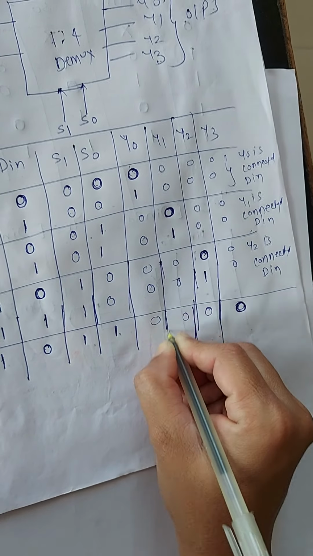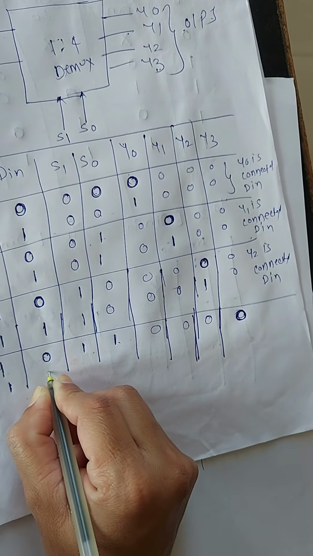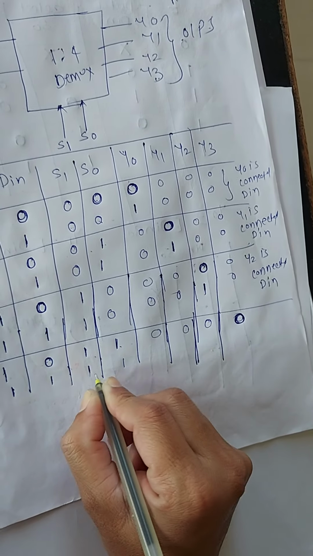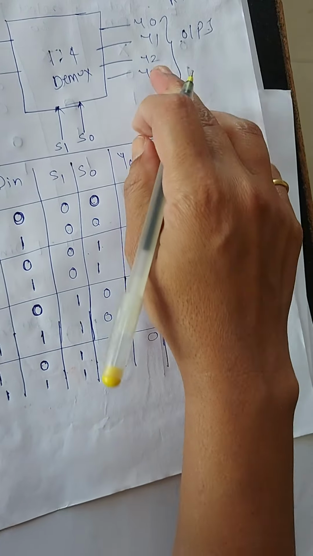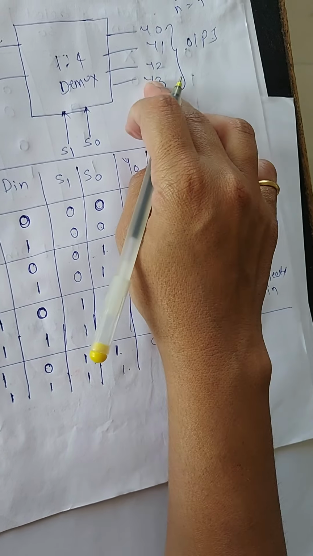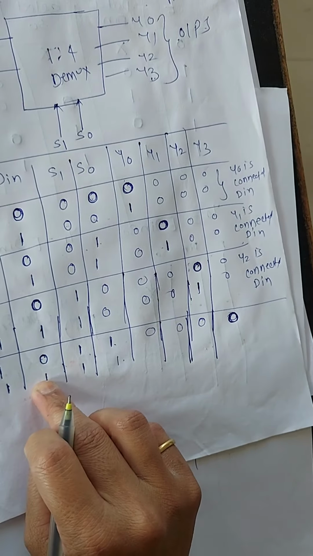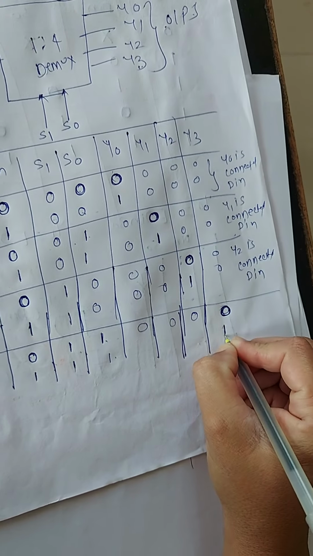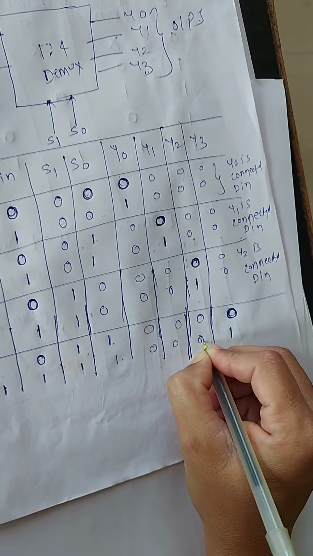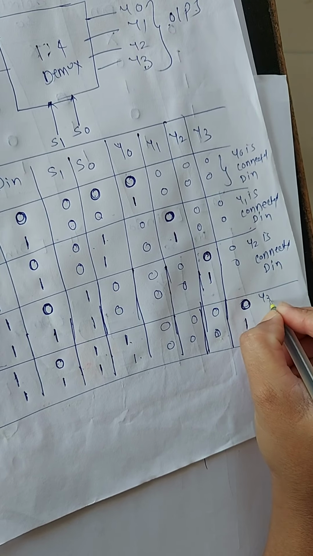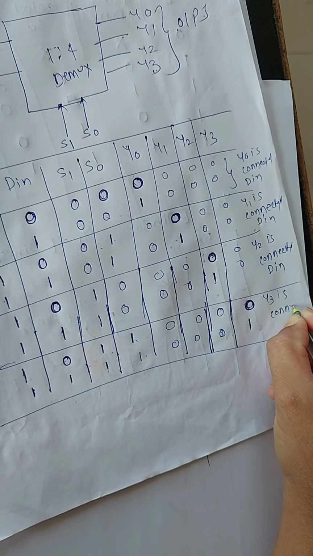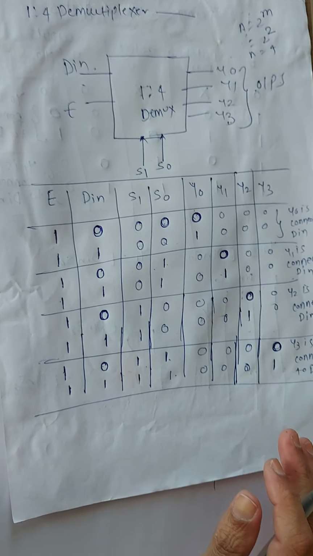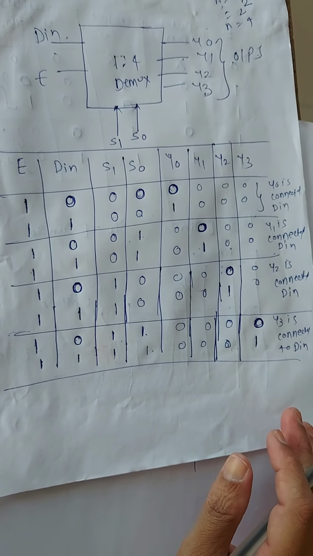Next, when enable is 1, D in data is 1, and the select line data is 1, 1, Y3 output is selected. For Y3, D in data is 1, that D in is distributed to Y3. So here Y3 is 1 and the others are 0. This Y3 is connected to D in. This is the 1 to 4 demultiplexer.